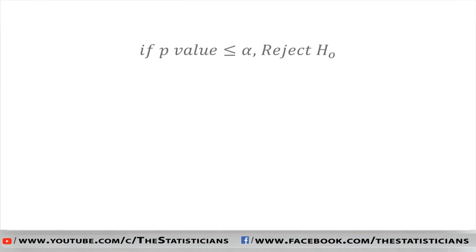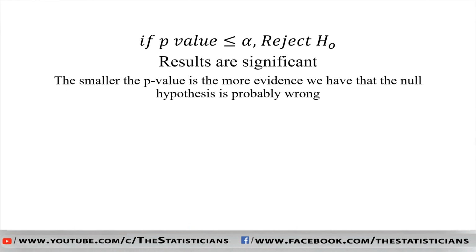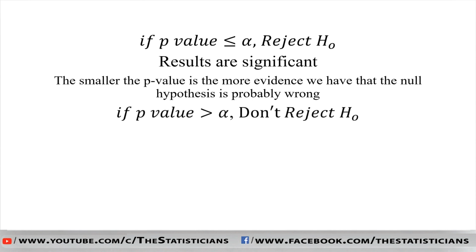A small p-value indicates a significant result. The smaller the p-value is, the more evidence we have that the null hypothesis is probably wrong. If the p-value is large, then our original idea is probably correct. We do not reject the null hypothesis. This is called a non-significant result. The p-value tells us whether we have evidence from the sample that there is an effect in the population. A p-value less than 0.05 means that we have evidence of an effect. A p-value of more than 0.05 means that there is no evidence of an effect.